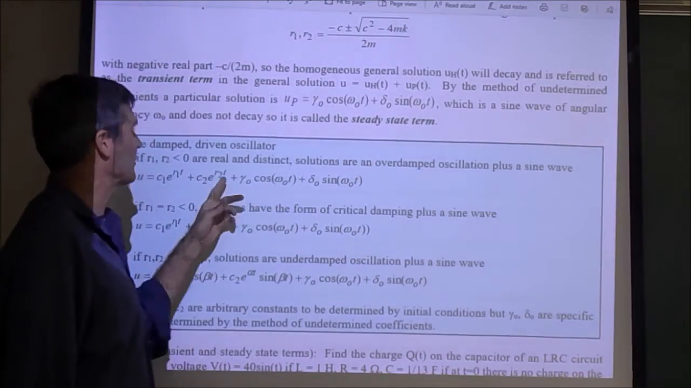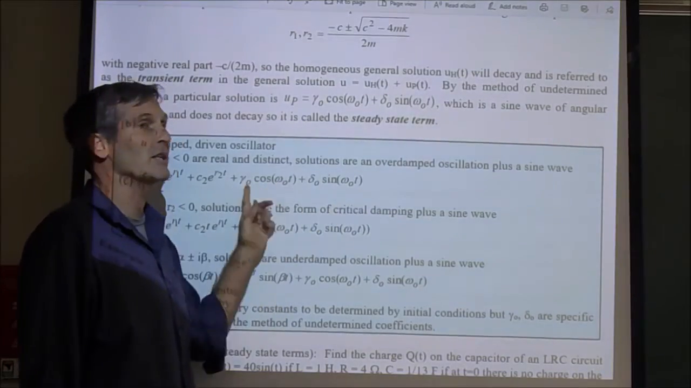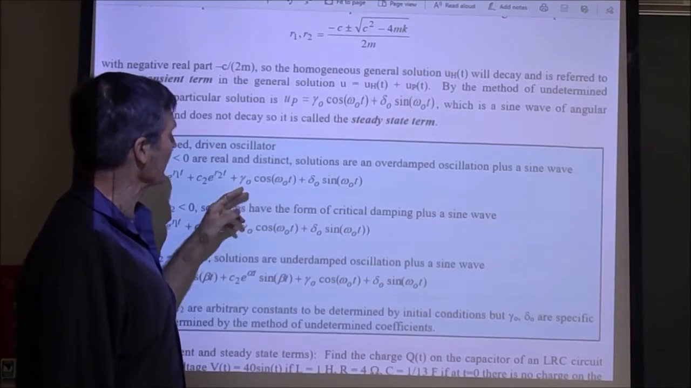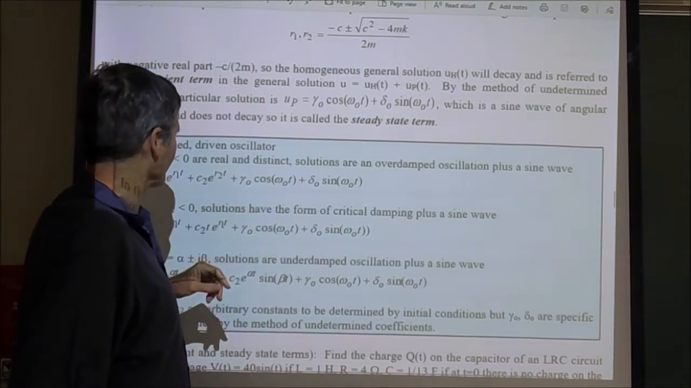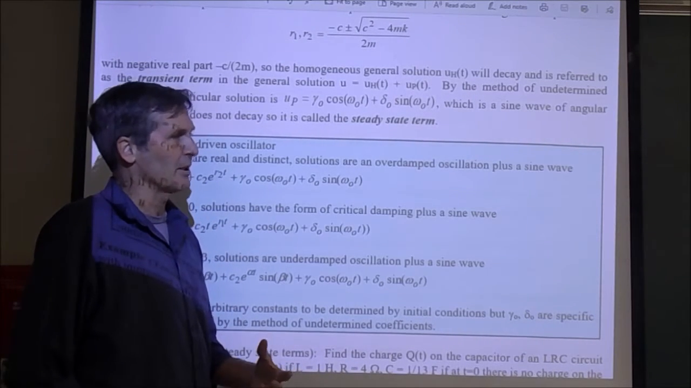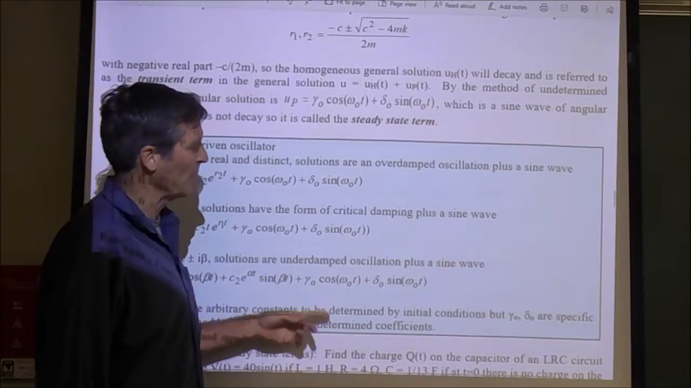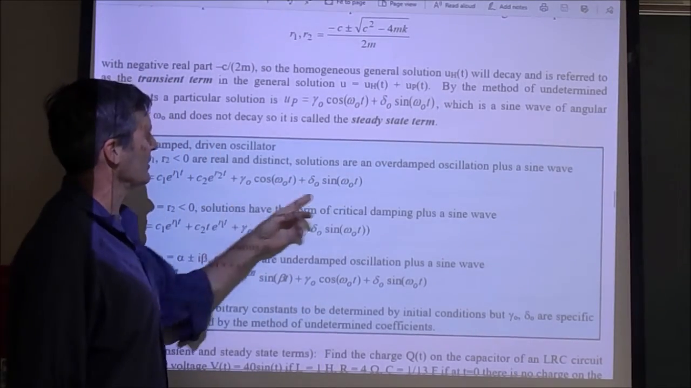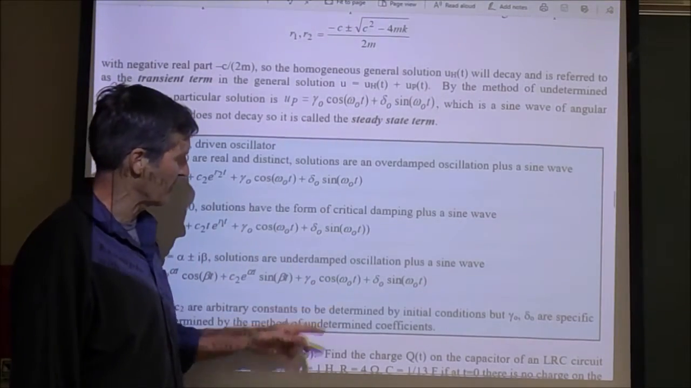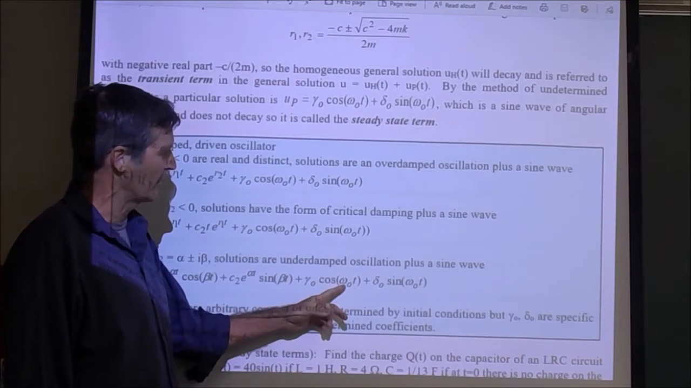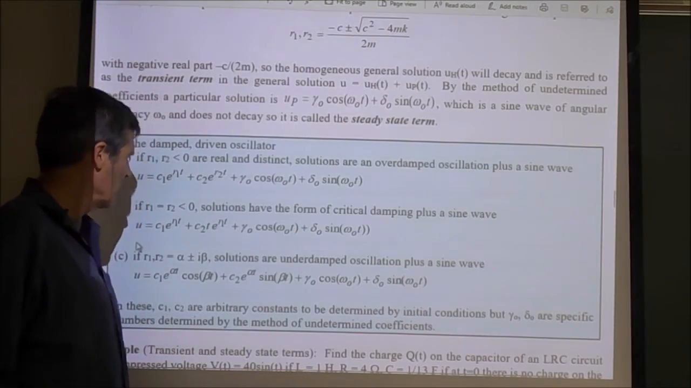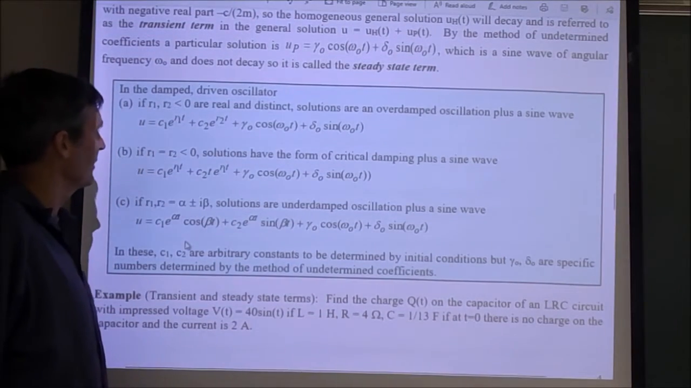Now the driving force says that you have to add a particular solution. It's homogeneous solution plus particular solution. And the particular solution no longer can be a solution of the homogeneous problem, so you don't have to multiply by t like we did in resonance. It's just a sine wave added. We look up on the table of undetermined coefficients, and it's always a gamma 0 cosine omega 0 t plus delta 0 sine omega 0 t, regardless of the three cases. Well, what does that tell us about the nature of solutions?